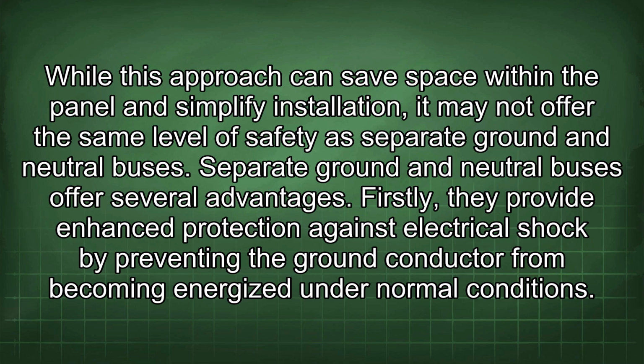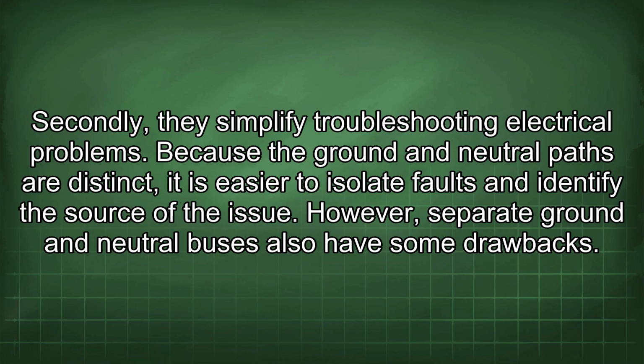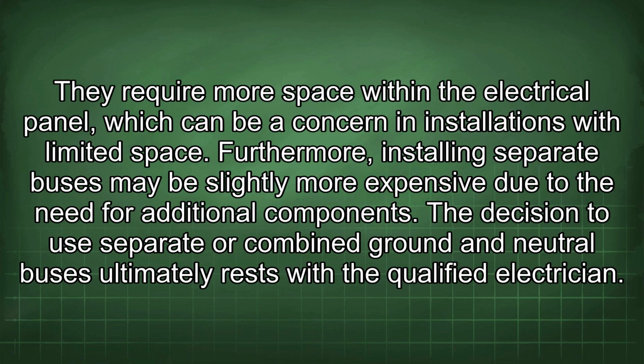Separate ground and neutral buses offer several advantages. Firstly, they provide enhanced protection against electrical shock by preventing the ground conductor from becoming energized under normal conditions. Secondly, they simplify troubleshooting electrical problems. Because the ground and neutral paths are distinct, it is easier to isolate faults and identify the source of the issue. However, separate ground and neutral buses also have some drawbacks. They require more space within the electrical panel, which can be a concern in installations with limited space. Furthermore, installing separate buses may be slightly more expensive due to the need for additional components.